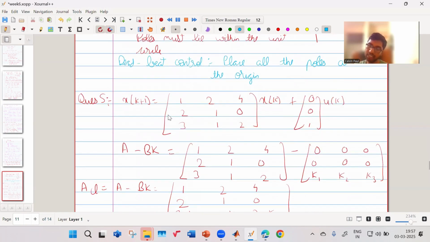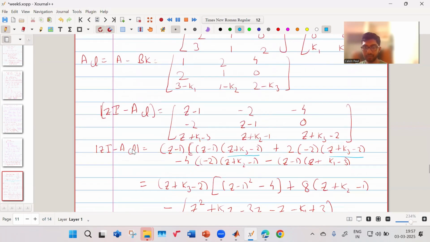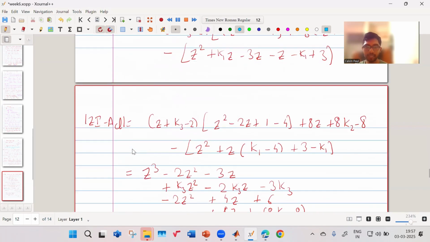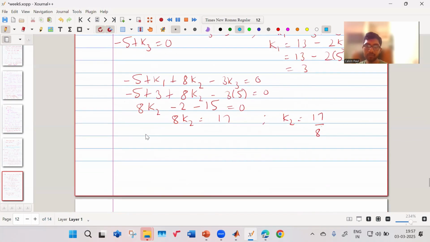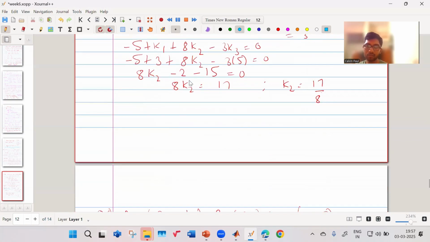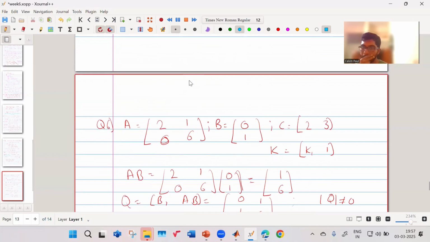So this is x(k+1) equal to A x(k) plus B u(k) for your digital system. We again do the same thing. We find again the closed loop poles, etc. And we equate it with the desired polynomial. And we get the values of k1, k2, k3.